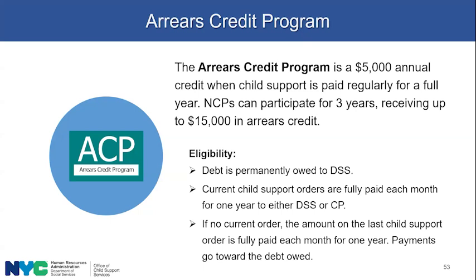Now, the thing that's cool about this is you can combine these programs. You've got a high order, you've got a lesser job now because of the pandemic. So the first thing you do is you get your high order of $300 every 2 weeks reduced to a lower level, $100 every 2 weeks. Then you make those $100 payments for a year, and boom, you get a $5,000 arrears credit for money permanently owed to DSS. Next slide.